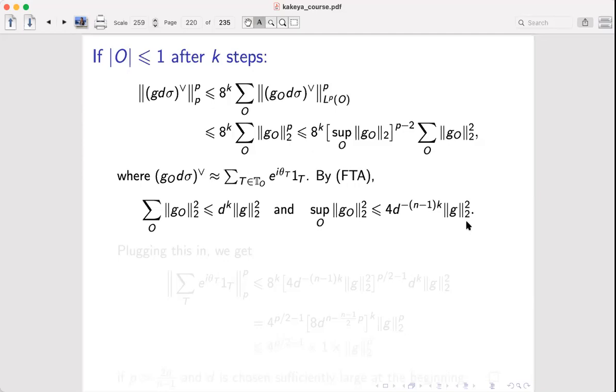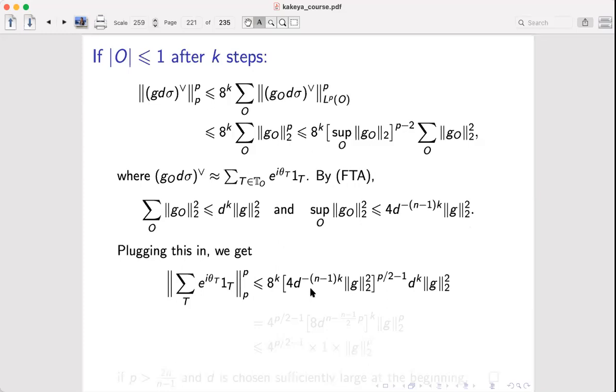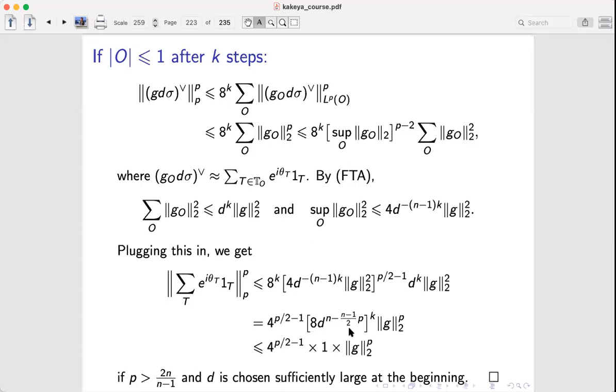And so if this were not true, this would be broken. And then you plug this in here and this in here as before. You get this. And then you rearrange. You get this. And then as before, if p is bigger than 2n over n minus 1, then this is a negative power. And then we can deal with these growing constants because this is all less than 1. So it's a very similar argument in the end.